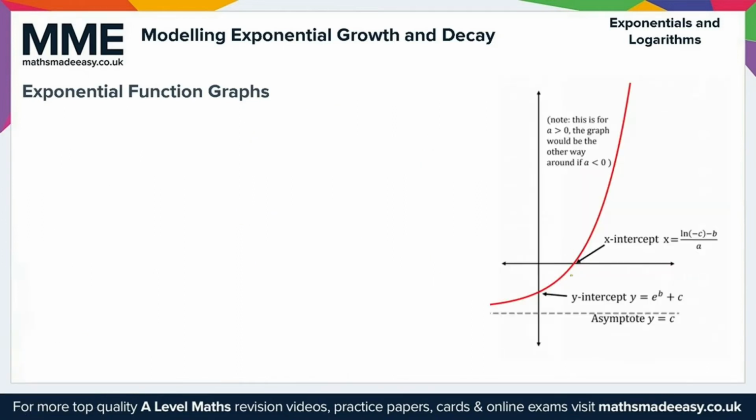Notice we have our x-intercept here, x equals the natural logarithm of minus c minus b, divided by a. We have the y-intercept here of y equals e to the b plus c. And we have our asymptote here of y equals c. Just a quick note that this is for a being greater than 0. The graph would simply be the other way around if a is less than 0. So that gives us everything we need for exponential function graphs.